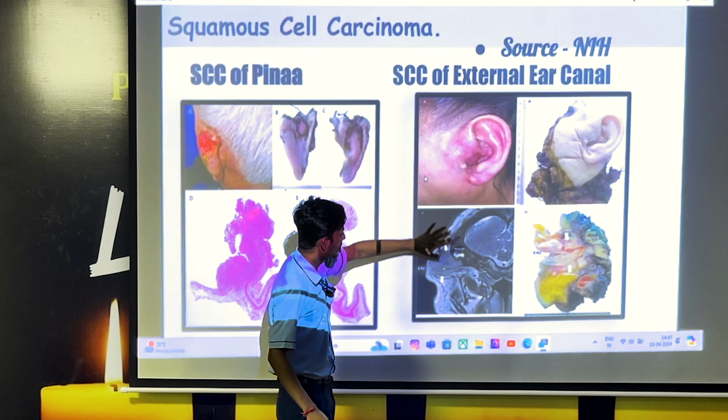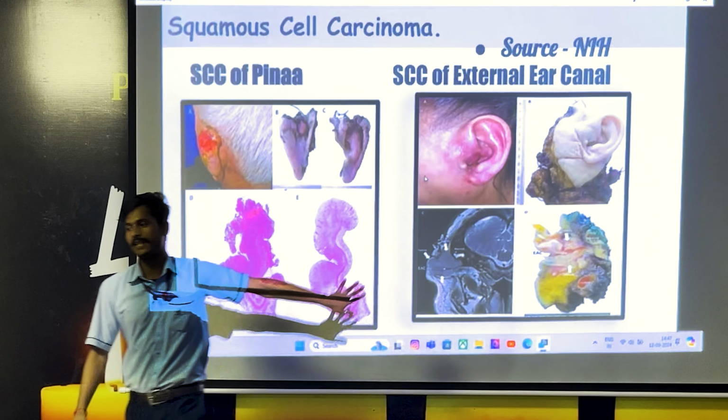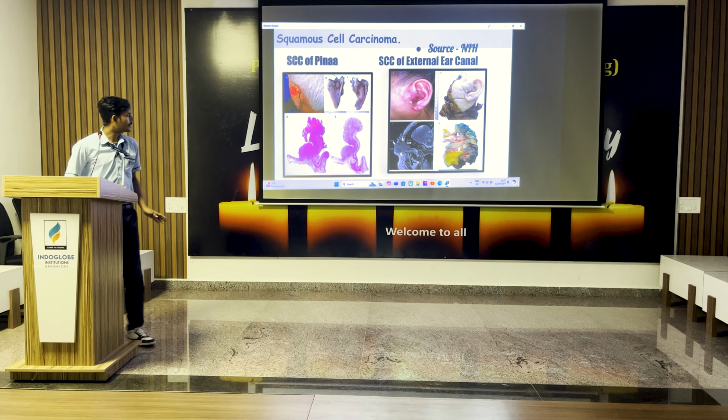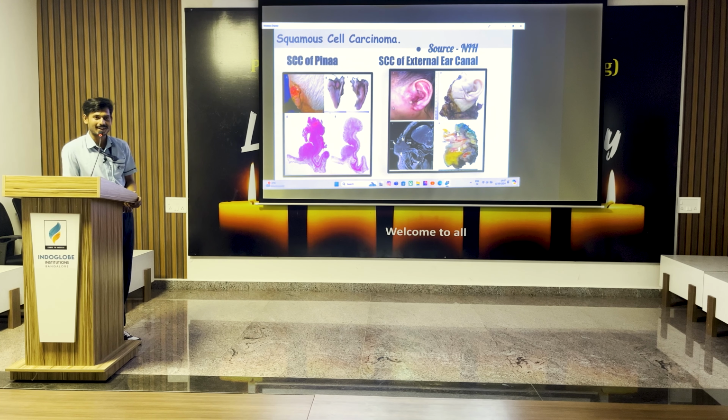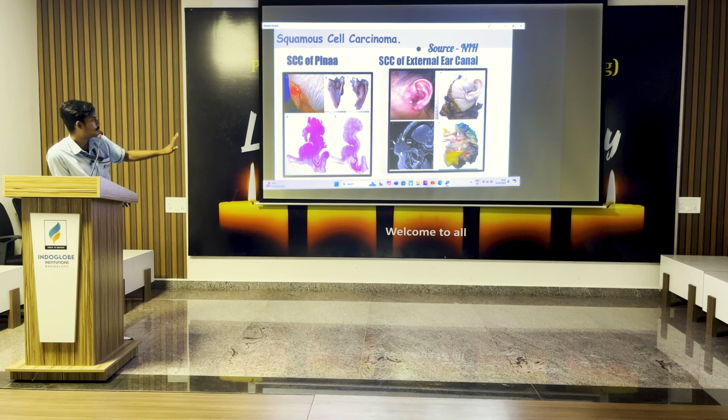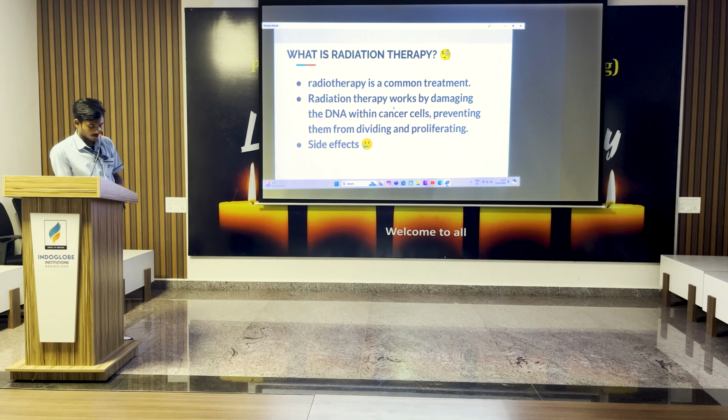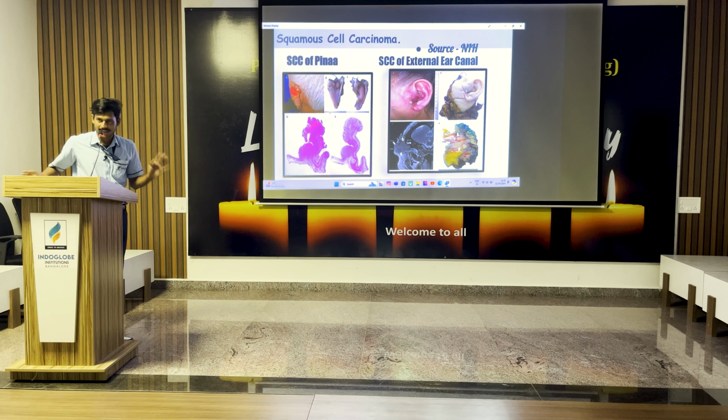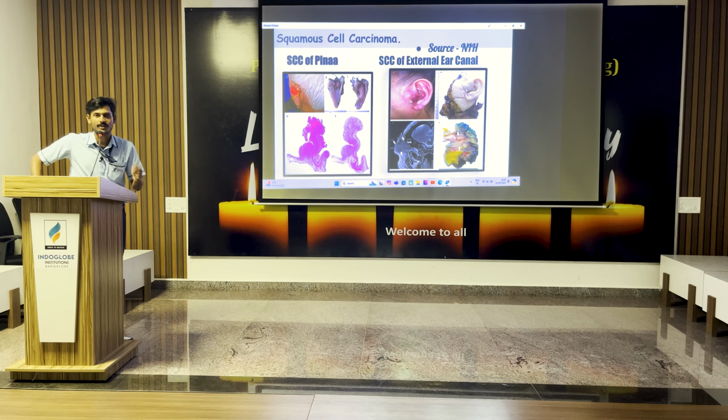And this is your CT scan, and this is your MRI, magnetic resonance imaging. So this is about squamous cell carcinoma. I prepared this much slide only. I hope you understand. If you have any question, you can ask me.